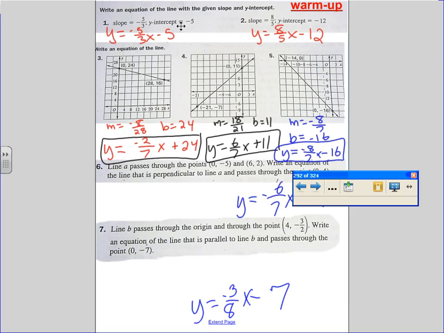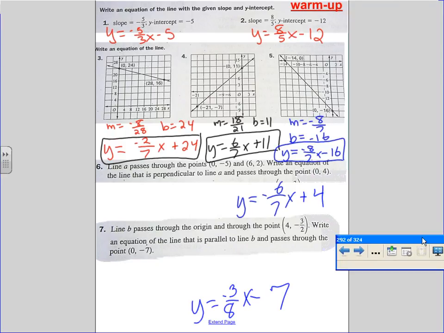Let me make this bigger for you. Go ahead. Yeah, the answer for number 6 is y equals negative 6/7 x plus 4. Do you want me to explain part of it, or are you okay? Sure? Okay. Anyone else? Any questions on this warm-up?